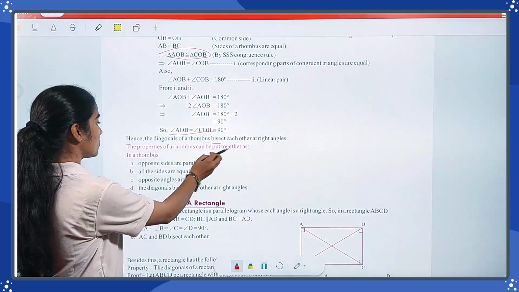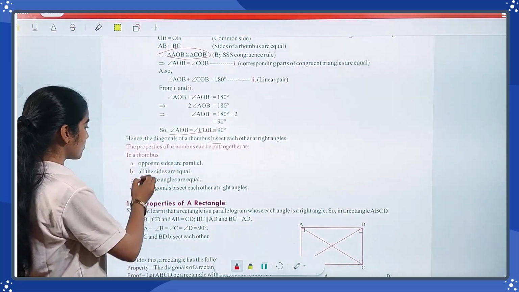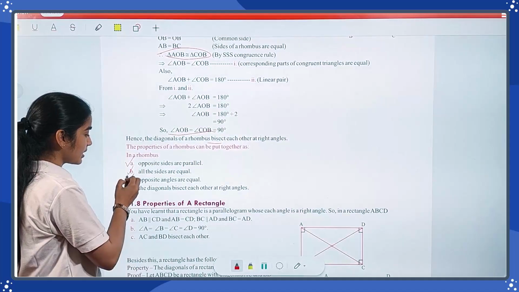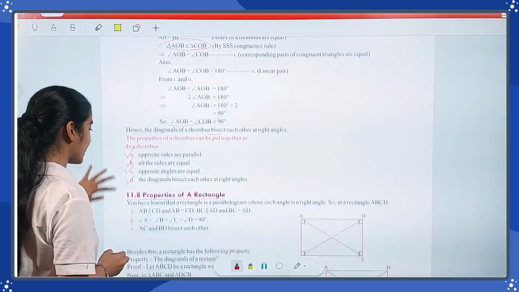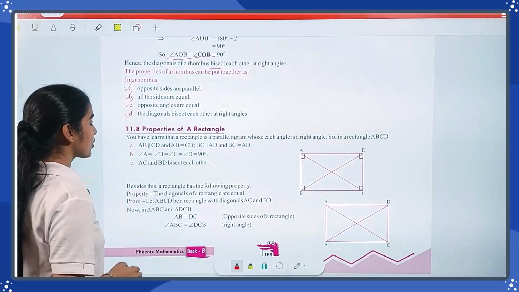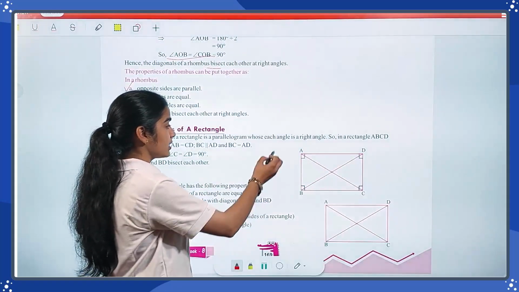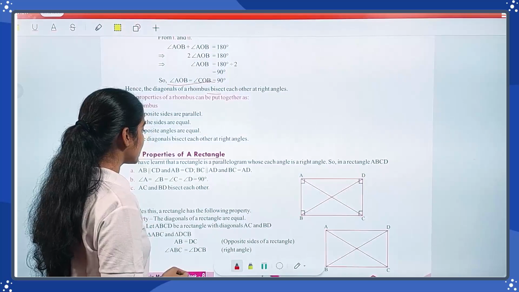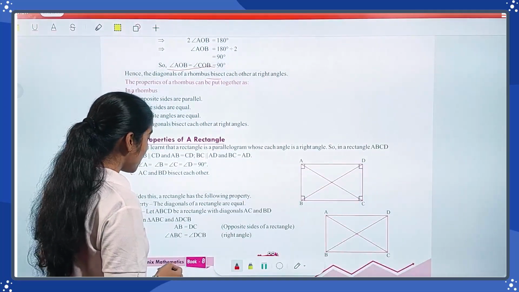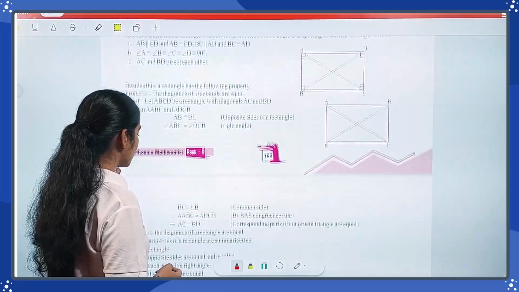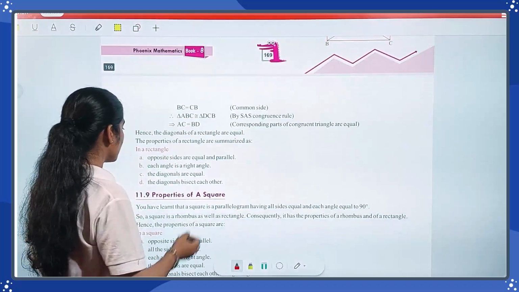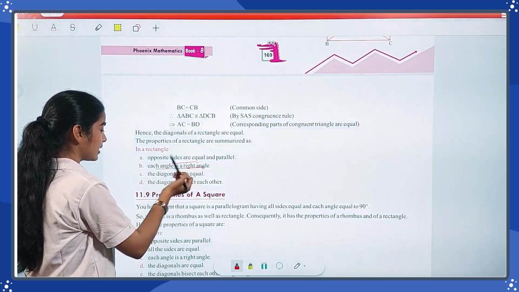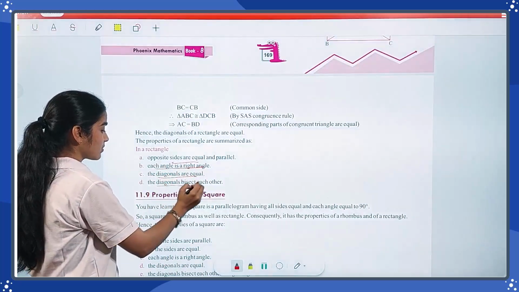The properties of a rhombus can be put together as: in a rhombus, opposite sides are parallel, all sides are equal, all opposite angles are equal, and the diagonals bisect each other at right angles. Next we have properties of a rectangle, which means diagonals bisect each other, each angle is 90 degrees, and opposite sides are equal to each other and parallel to each other. So we can also prove this, which means opposite sides are equal and parallel, each angle is a right angle, diagonals are equal, diagonals bisect each other.